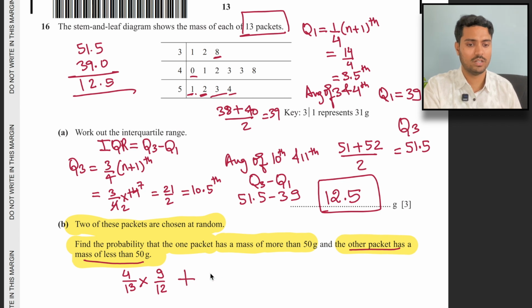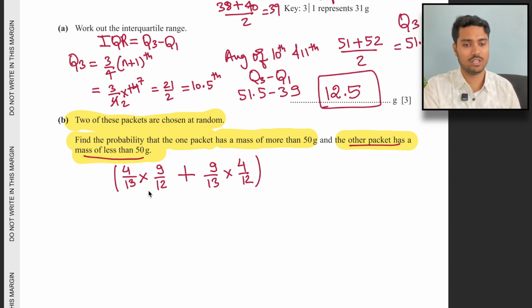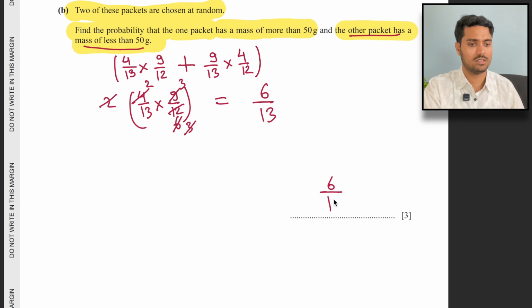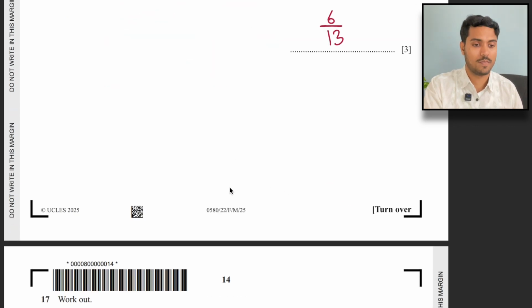So this is one way. The other one is the other orientation. It can be 9 by 13 multiplied by 4 by 12. So let's check this calculation. We can do it like this: 4 by 13 into 9 by 12 whole multiplied by 2. So 2 ones are 2, 2 6s are 12, 2 twos are 4, 2 threes are 6, 3 ones are 3, 3 threes are 9. So the final answer is 3 into 2, 6 upon 13. 6 upon 13 is the answer. 6 divided by 13. That's the answer.